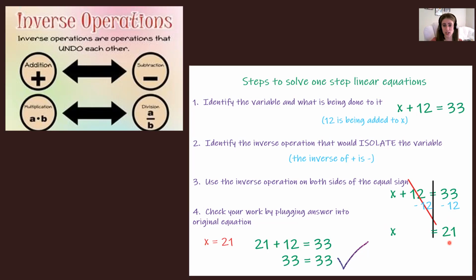The cool thing about equations is you always have the ability to check your work, to do a double check and say, did I get this right? You can check your work by substituting or plugging your answer back in. So if we think about our original equation, we just said, hey, X equals 21. So we can put 21 in for X. 21 plus 12 is in fact 33. So we did everything correct.